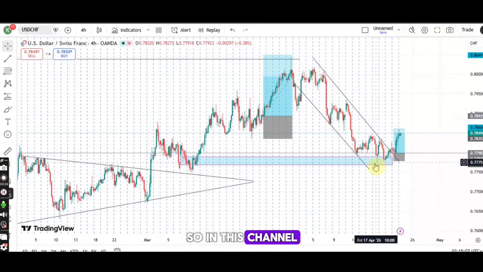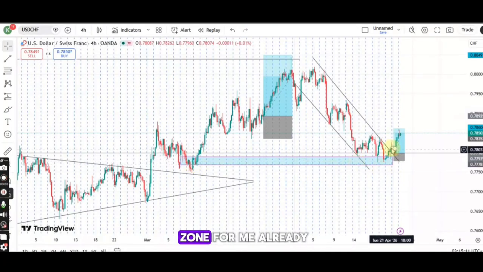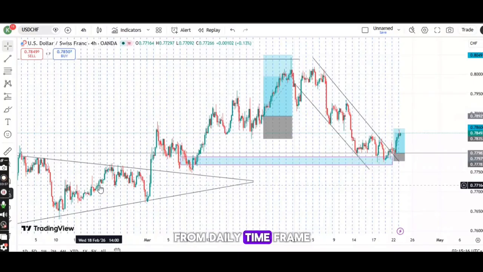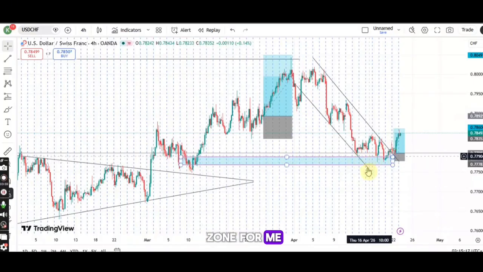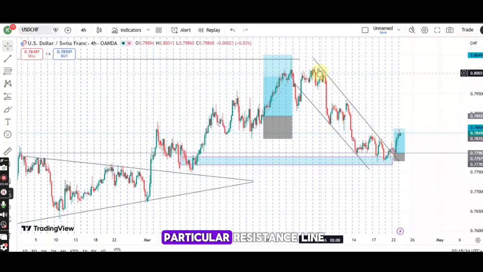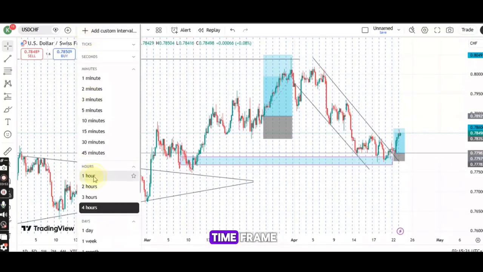In this channel, the market has traded into this zone. This is a key zone for me already. I have already confirmed this from the high time frame, from the daily time frame. This is a key zone for me. So when the market tapped into this key zone, the next thing is to wait for it to break this particular resistance line. I got that confirmation in the 1 hour time frame.